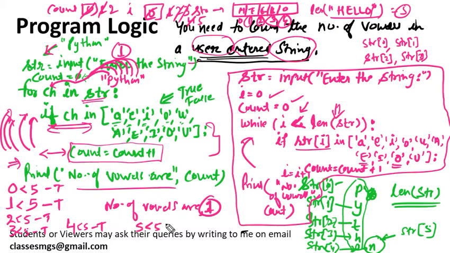Next time 5 is less than 5, the condition goes false, this loop will be terminated, and you are going to print number of vowels is count. The count variable is 2. So number of vowels are 2. So this way you can use this while loop also to count the number of vowels in any string.